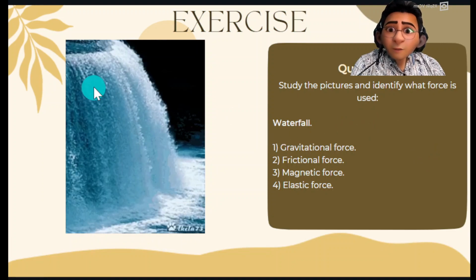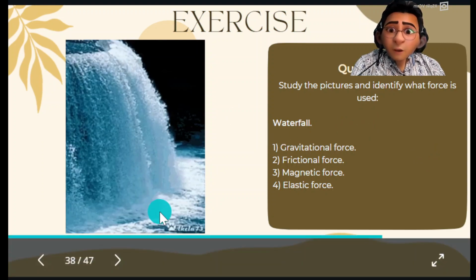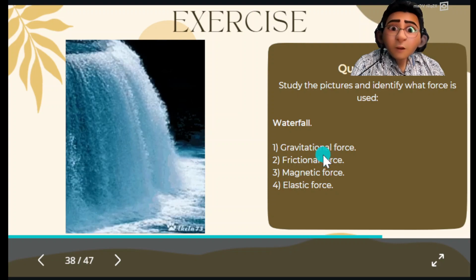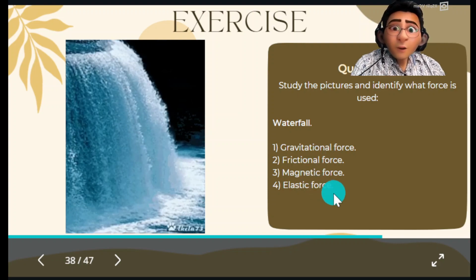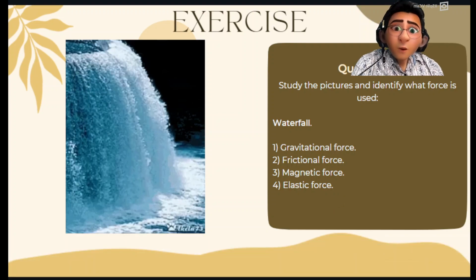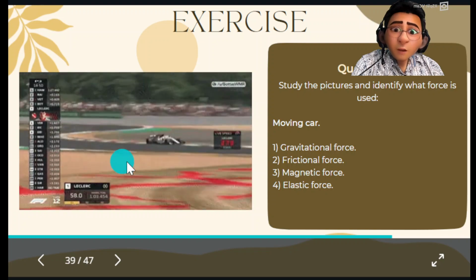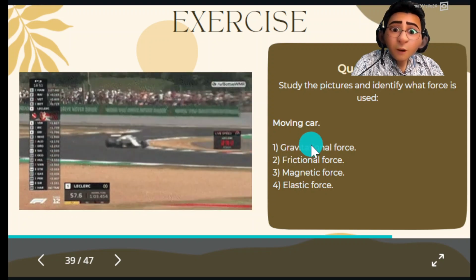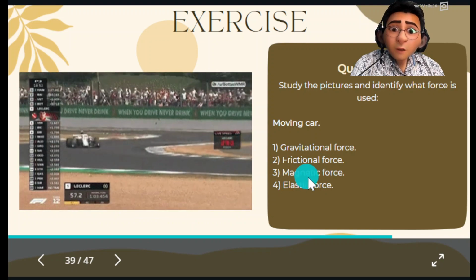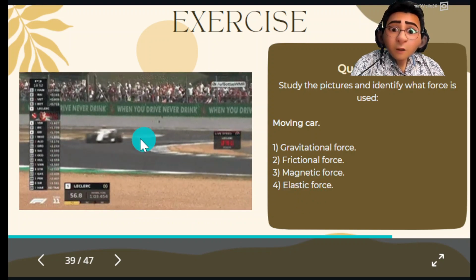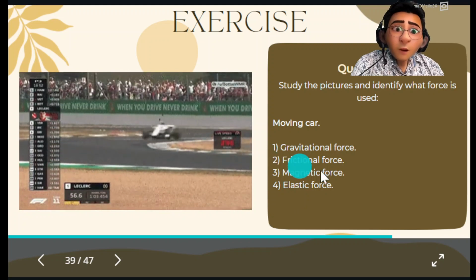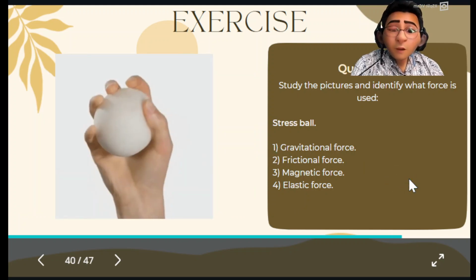Question 3. Waterfall. The water is falling into the river. Is it gravitational, frictional, magnetic, or elastic? Question 4. A moving car. This F1 car is moving forward. Is it gravitational, frictional, magnetic, or elastic? What helps the car to move very fast like that? Next question, question 5. Stress ball. Is it gravitational, frictional, magnetic, or elastic?